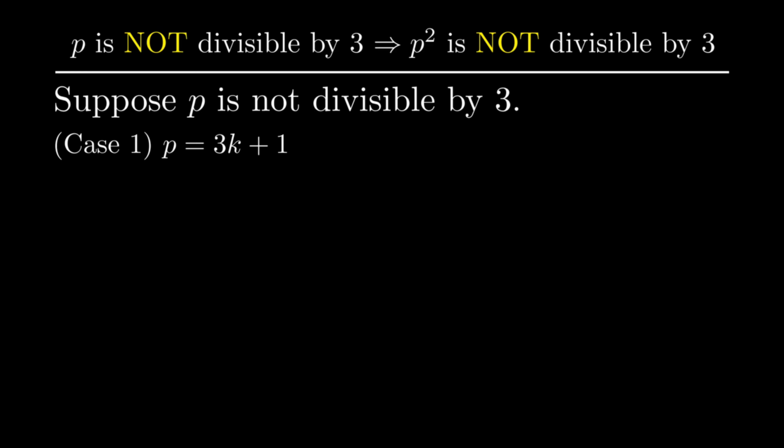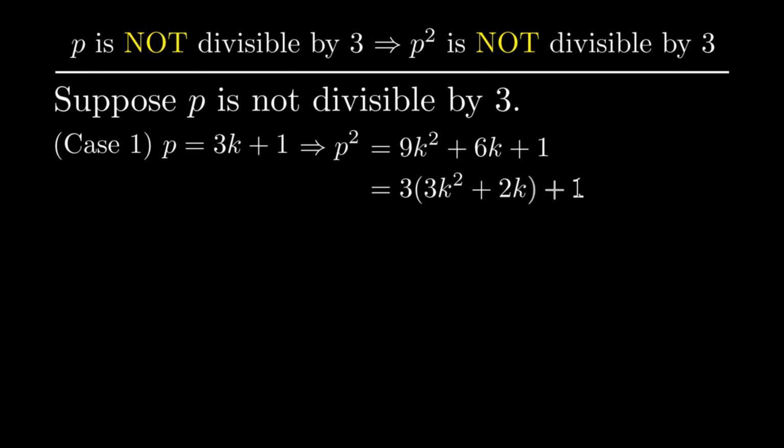If p is not divisible by 3, then we have two cases. The first one is p is 1 more than a multiple of 3, so we can write p equals 3k plus 1. If we square this, we get the following. And then we can factor out another 3, which tells us that p squared is also 1 more than a multiple of 3, so it cannot be divisible by 3.